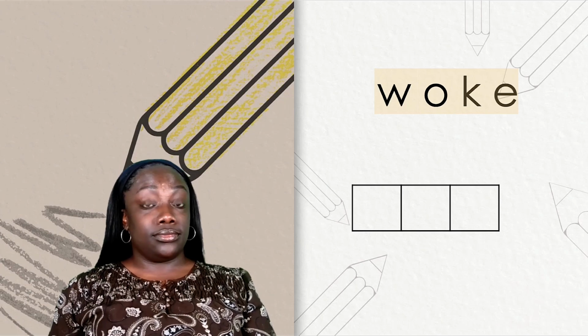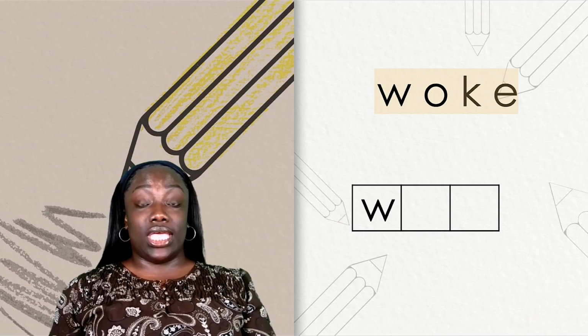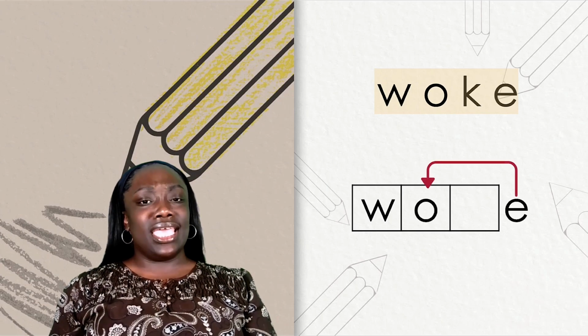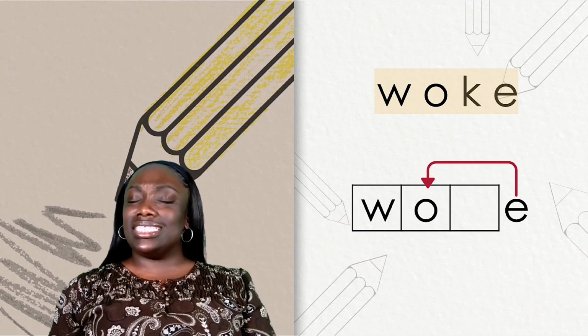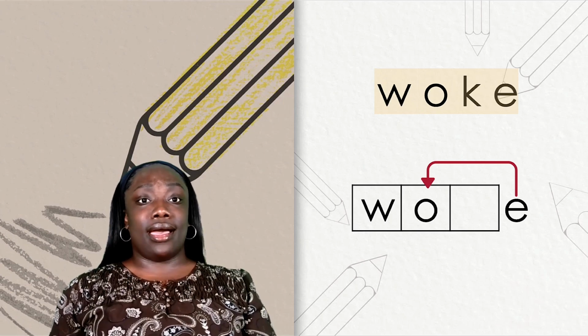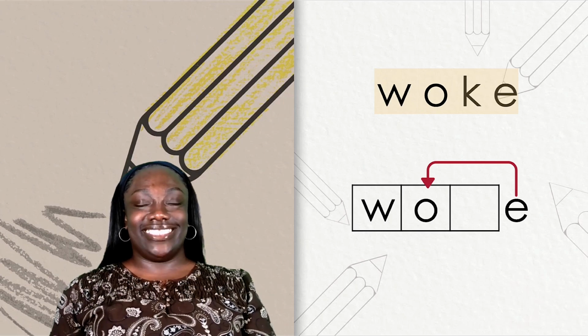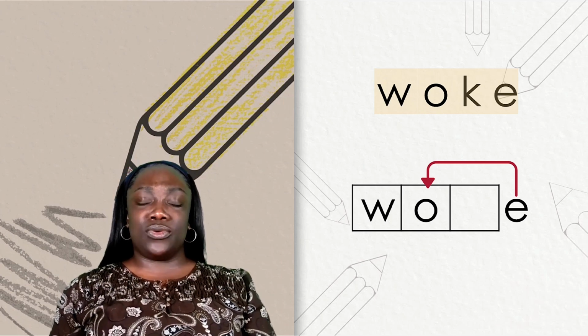What letter makes the W sound? W. The middle sound in woke is O. Again, the letter O is going to need some help so that it does not sound like ah. The final sound in woke is K. What letter makes that sound?